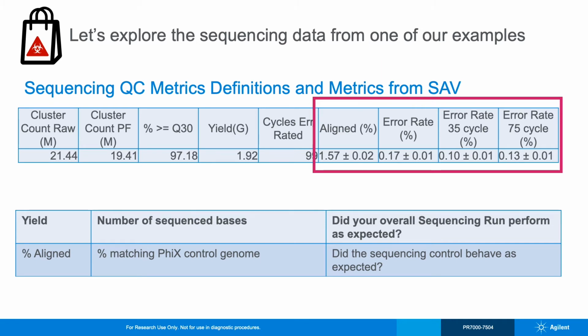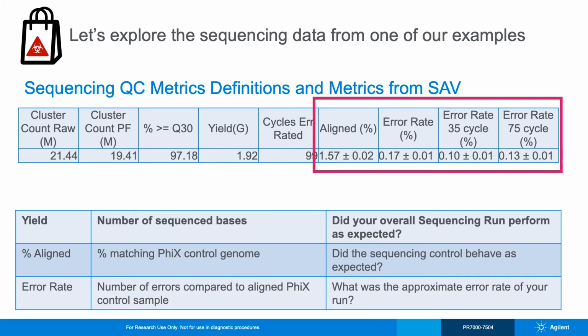The second component that we compare to the phi-X spike-in is our error rate. These are the number of errors compared to the aligned phi-X control sample. This is done for the entire run, but it also is done for cycles at the 35th cycle and the 75th cycle, where it tells us the error rate for cycles 1 through 35 and 1 through 75 to show whether or not our error rate was higher at the end of the run compared to the beginning portion of the run.